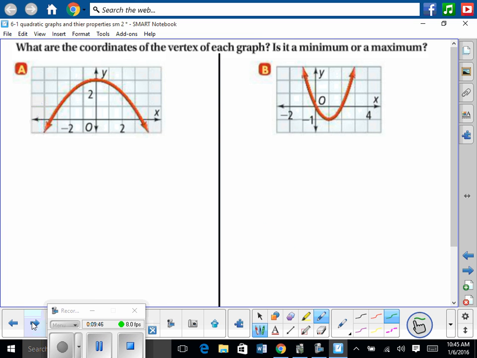Let's apply that knowledge. So now you've pretty much learned everything you're going to learn about a parabola for today, and we're just going to apply that knowledge. So I'm going to look at this. It says, what are the coordinates of the vertex of each graph? Is it a minimum or maximum?